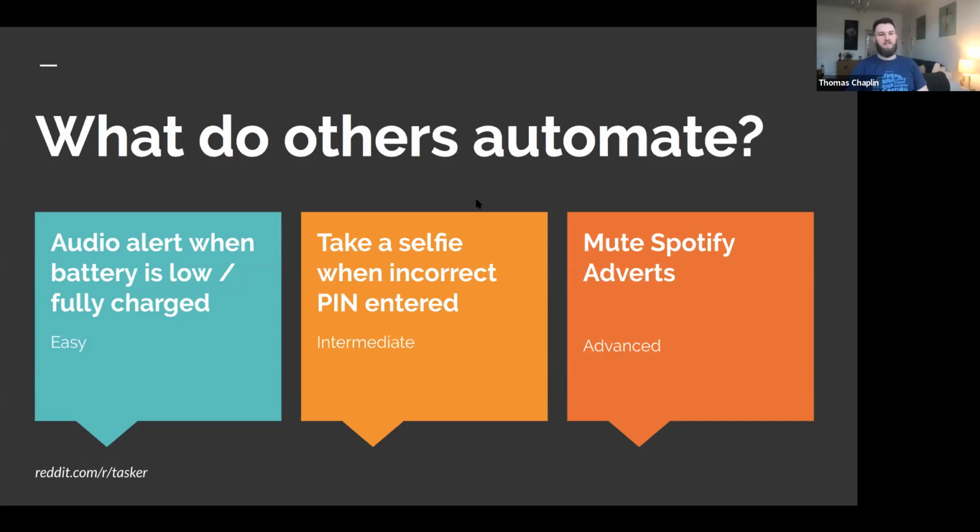So like I say, there's really a lot you can build with this, and it can be as easy as turning on your torch when you receive a text message, for example, or something as advanced as muting Spotify adverts.